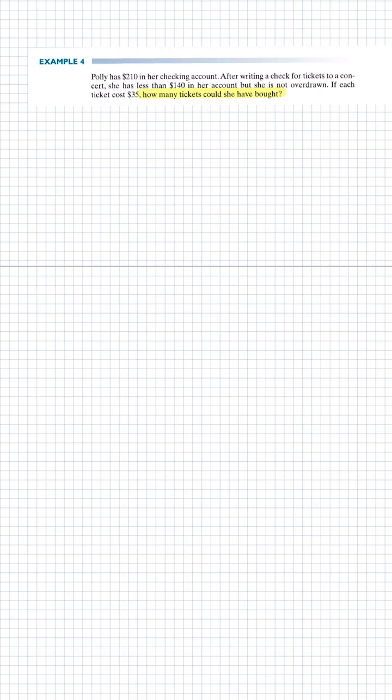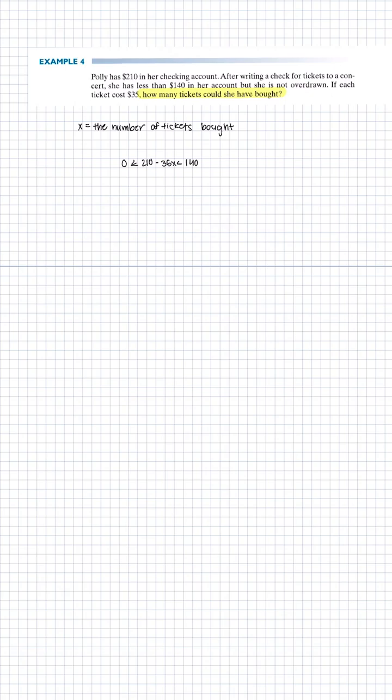let's quickly define what our variable is. We're going to let x equal the number of tickets bought, which is exactly what we're solving for. And now let's write our inequality. So our inequality is 0 is less than or equal to 210 minus 35x, which is less than 140. So 210 was how many dollars she has in her checking account. It should be 35x, since each concert ticket costs $35. And she has less than 140, so that's exactly why all of this is less than 140.